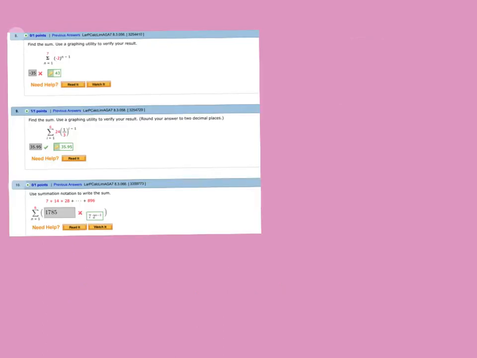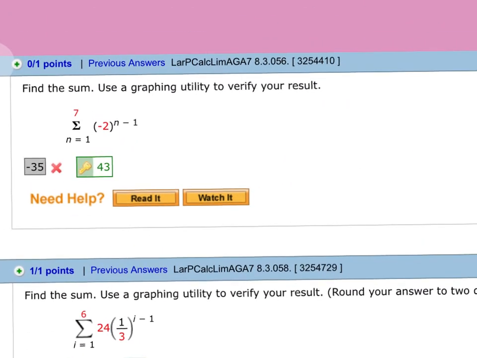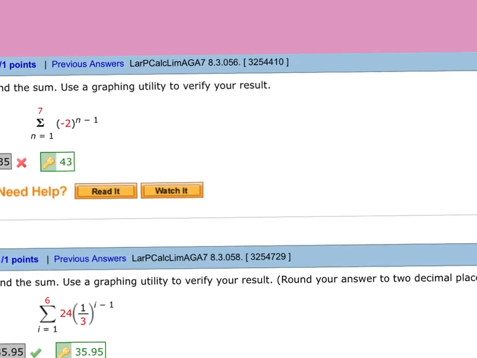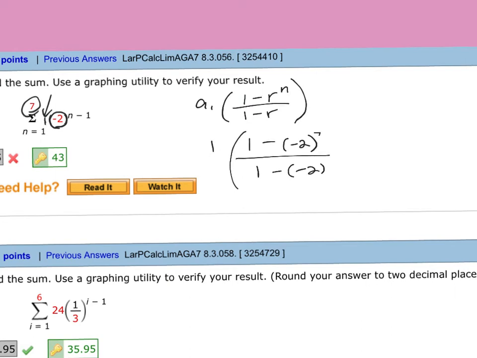Okay, and then you guys also asked for 8, right? Yeah, okay, so 8, also the same thing. This says find the sum, use the graphing utility to verify your result. So this is a geometric, and it's finite, which means I can do A1 times 1 minus R to the n over 1 minus R. A1 is not, there's no number being raised to a power this time, which really means there's a 1 there. So this would be 1 times 1 minus R, which is negative 2, to the n, and the n is 7, over 1 minus R, which is negative 2.